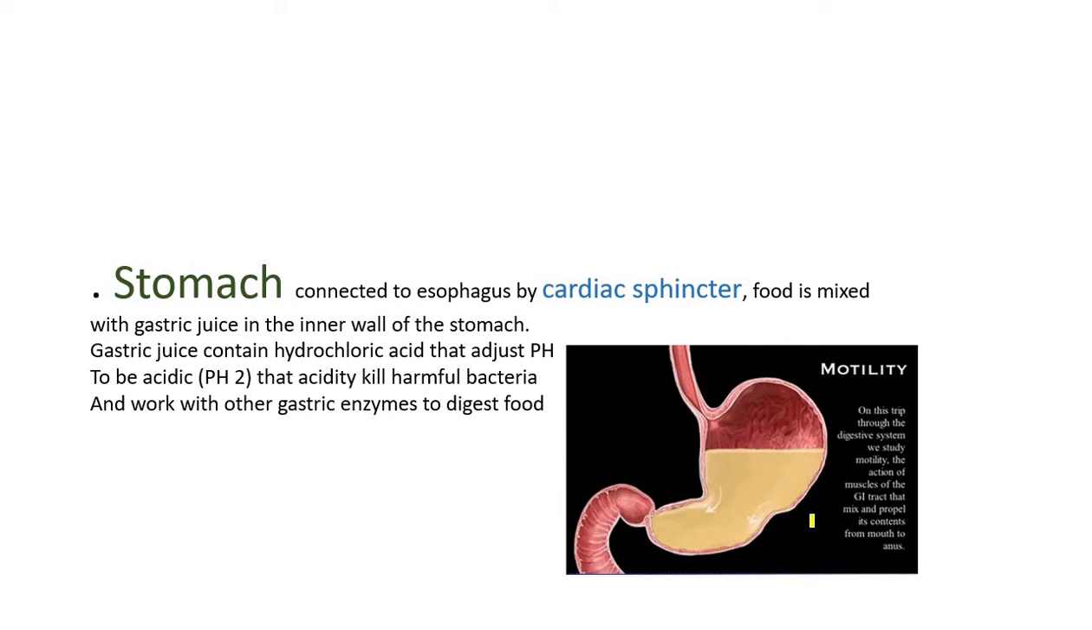This is the stomach. The stomach is connected to the esophagus by a sphincter called the cardiac sphincter, and connected to the small intestine by another sphincter, which in this case is called the pyloric sphincter. The stomach should be acidic. The pH of the stomach is acidic, so it will help in digestion of proteins.